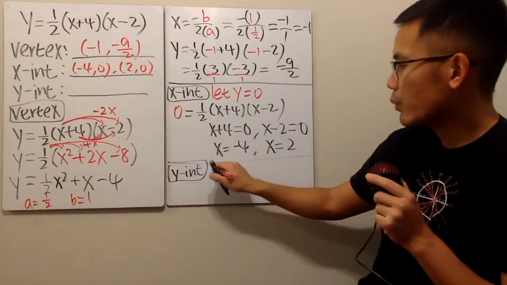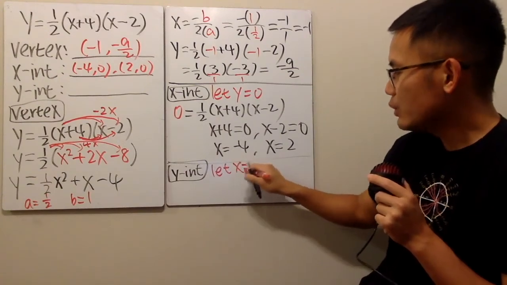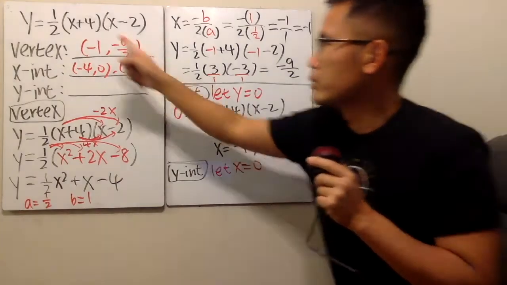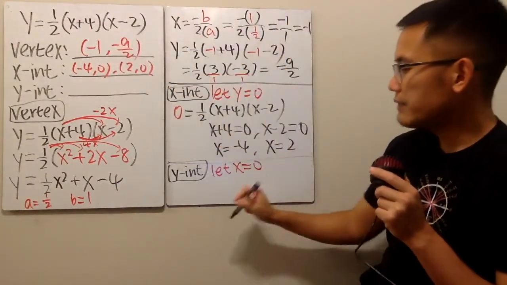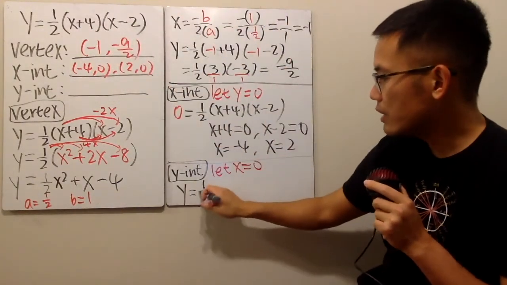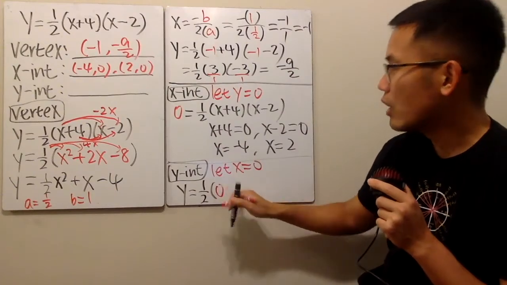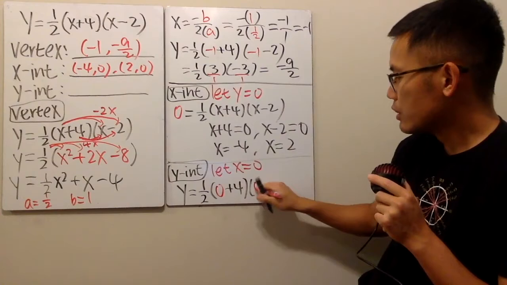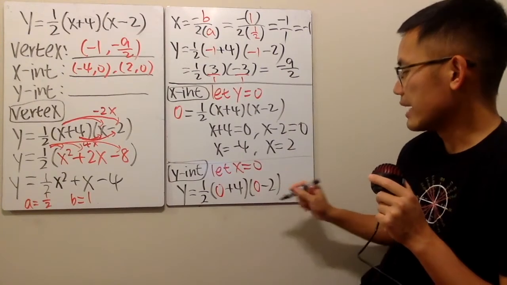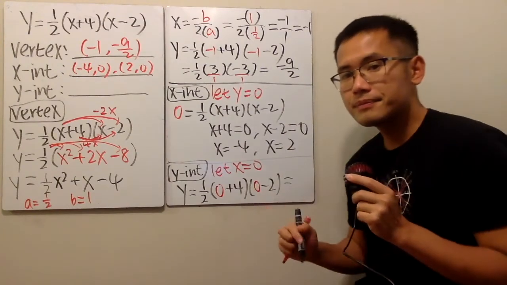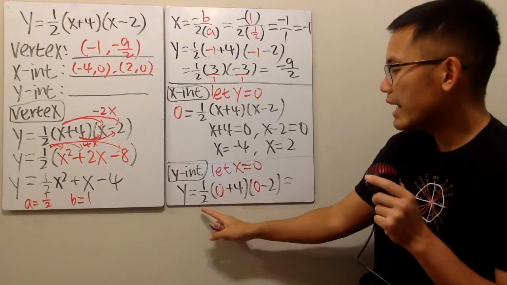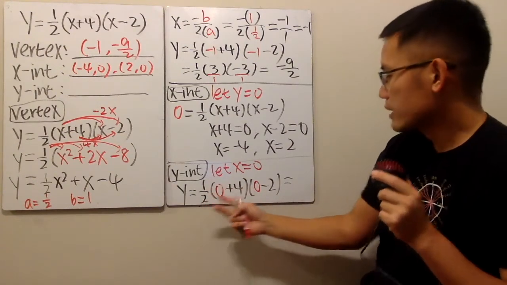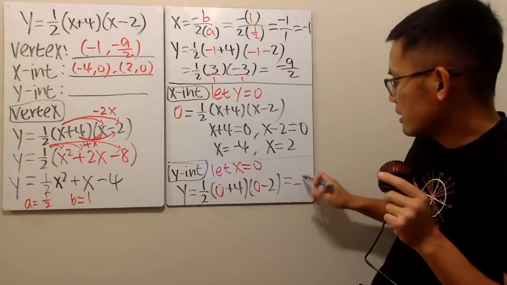For the y-intercept, we are going to let x equal to 0. And for this, just go ahead and put this back to the original. Have a look. Y will be 1/2 times 0 plus 4 times 0 minus 2, like this, right? Now, 1/2 times 4 is 2. 2 times -2, we get -4.